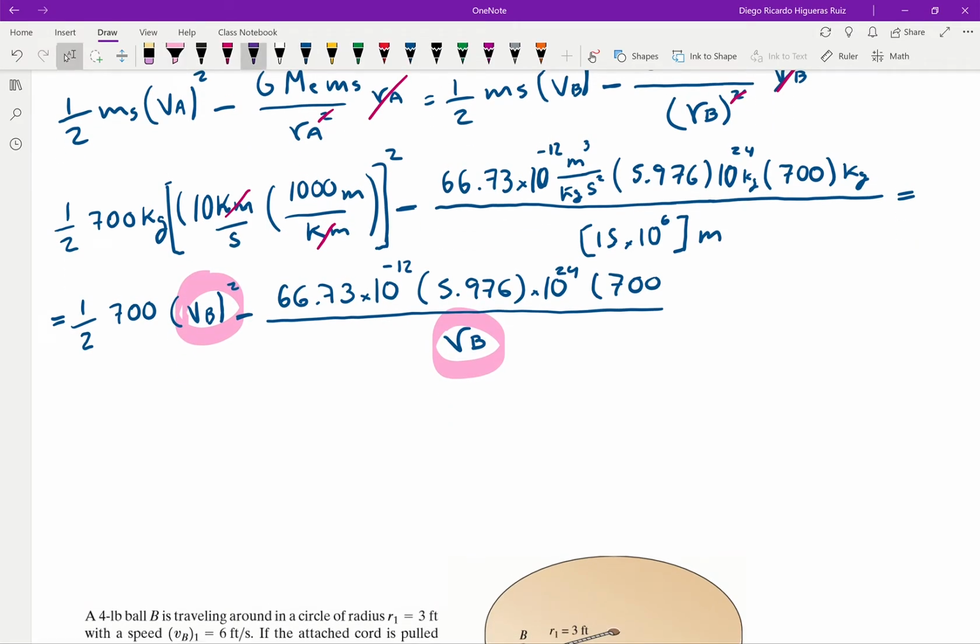So I'm just going to make this equation a little bit nicer and solve for some of these terms. Let me use the calculator again. Alright, so we're going to have 1.639 times 10 to the 10th. No, that's not right.